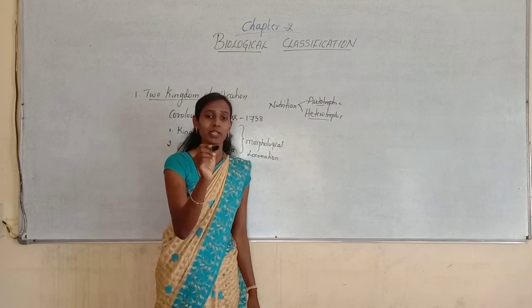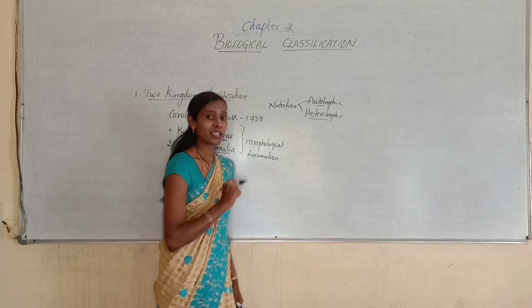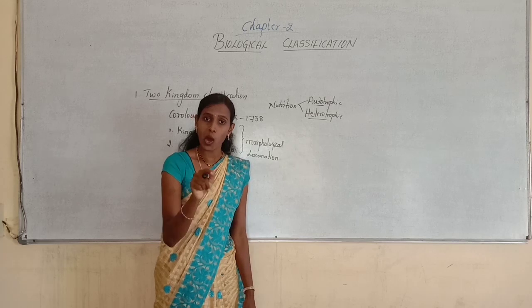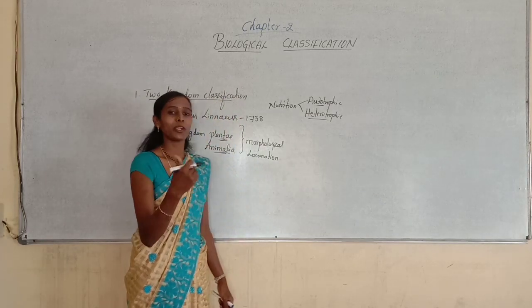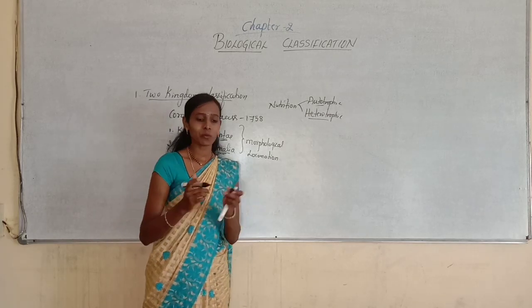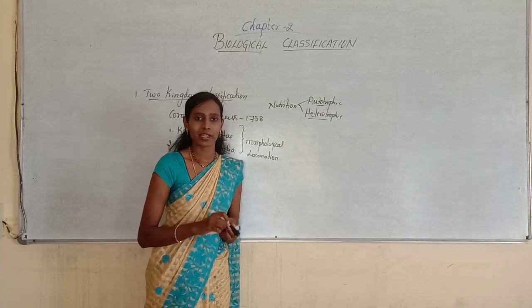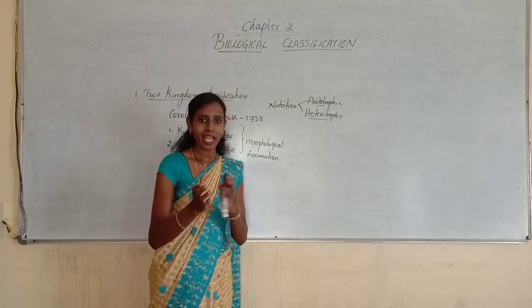But in animal cells, we cannot find the presence of a cell wall; only the cell membrane is there. So he considered the cell wall as a character. If the organisms have a cell wall, he included them in Plantae. If they do not have a cell wall, he included them in Animalia. Likewise, he considered only morphological characters for his classification. I think it is clear.